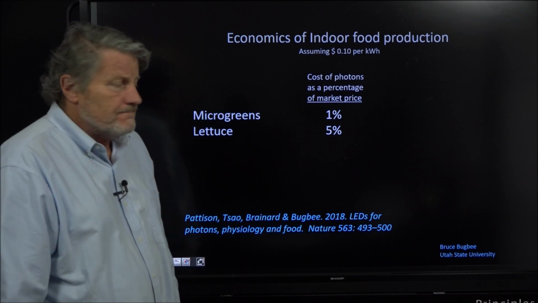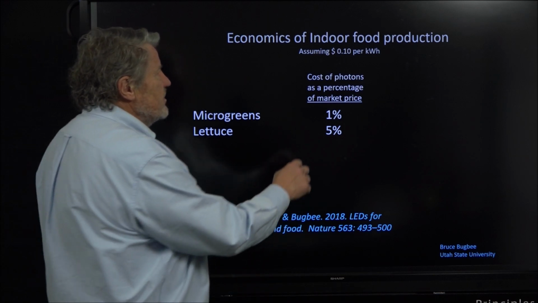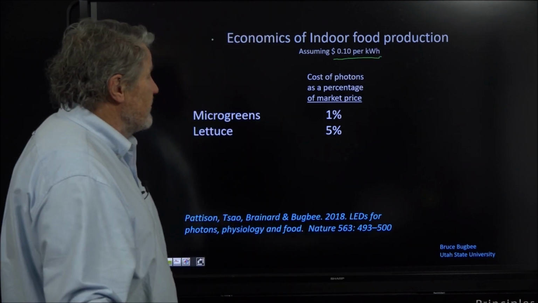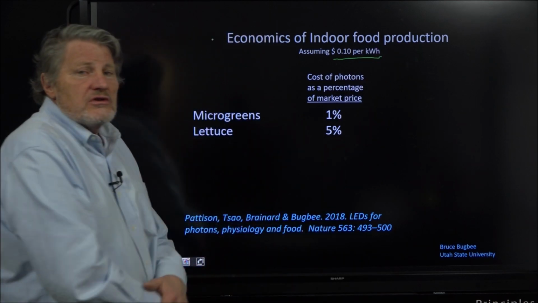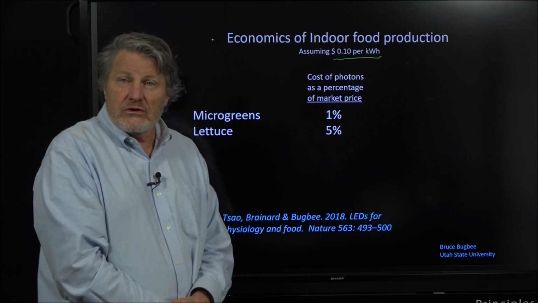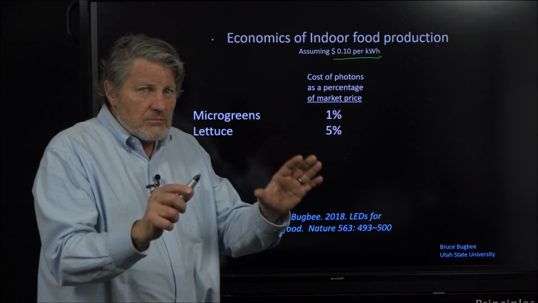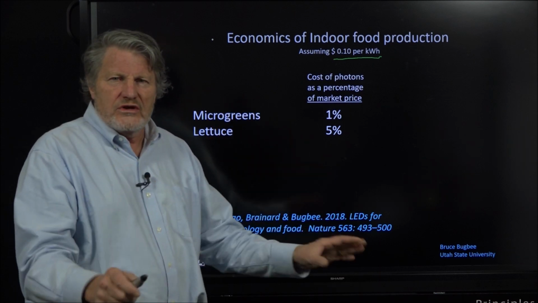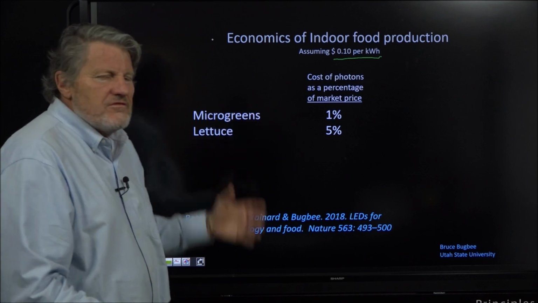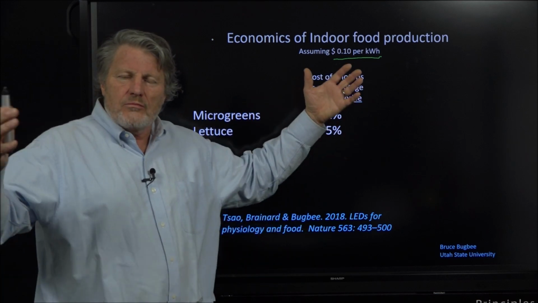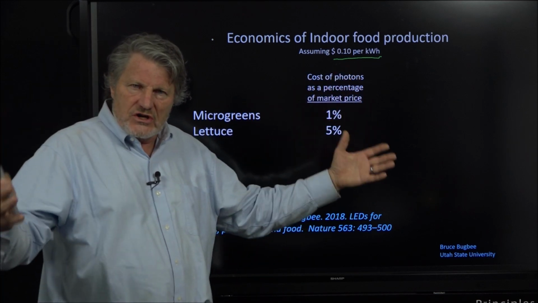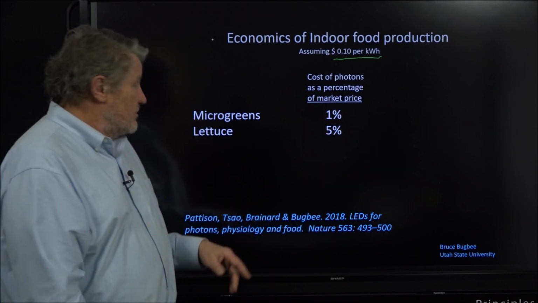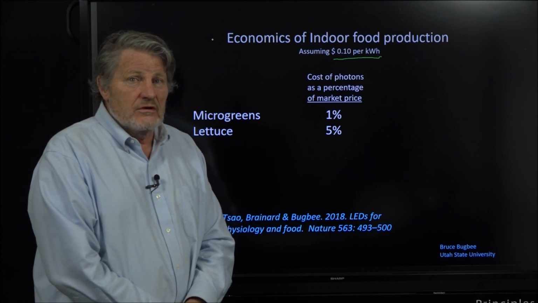This is just last year, 2018, assuming 10 cents a kilowatt hour, which is sort of a national average, cost of photons as a percent of the market price. So we took the market price as high as we could get. Gourmet, premium quality lettuce, and look at this, 1 and 5%. No wonder people are rushing to do indoor agriculture for leafy microgreens and for lettuce.